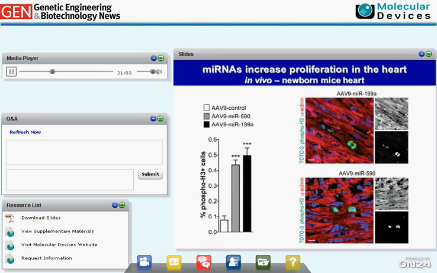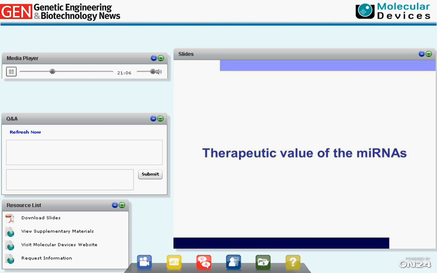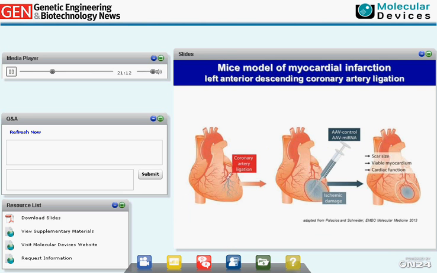The final question is whether these microRNAs can have any therapeutic value. To address this, we induced a myocardial infarction in a mouse model. We did this by ligation of the coronary artery, which creates an ischemic area. Then we injected, in the border zone of the infarction, AAVs encoding the microRNAs or an AAV control.